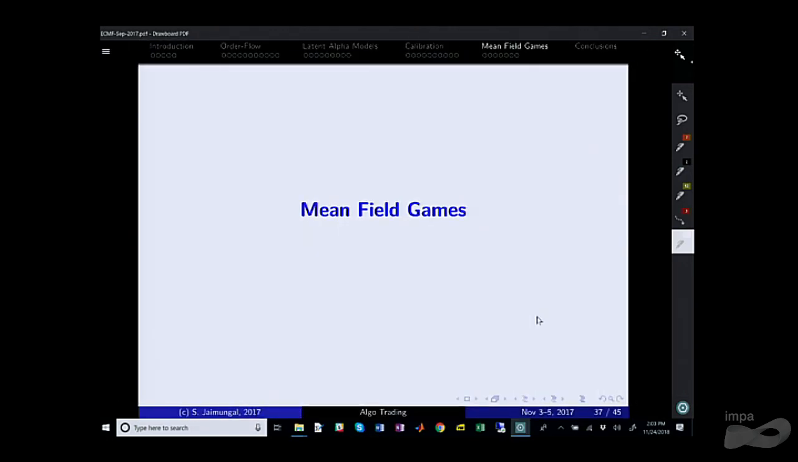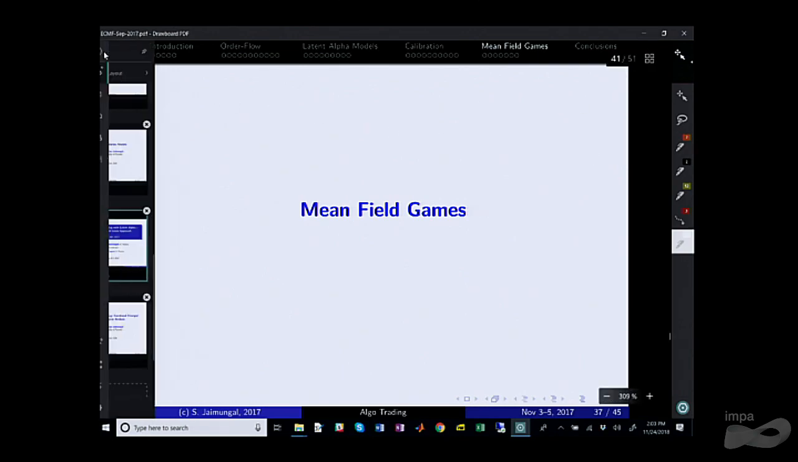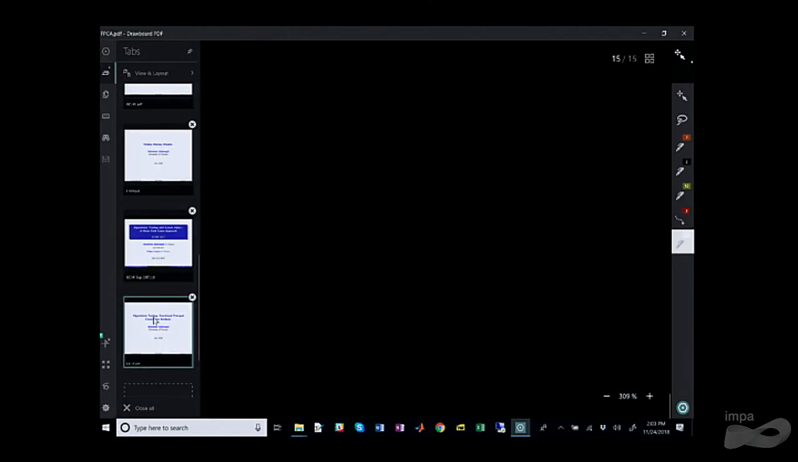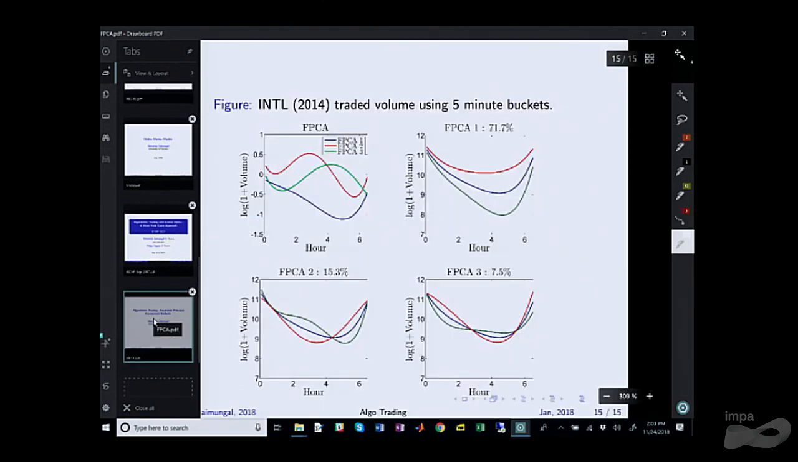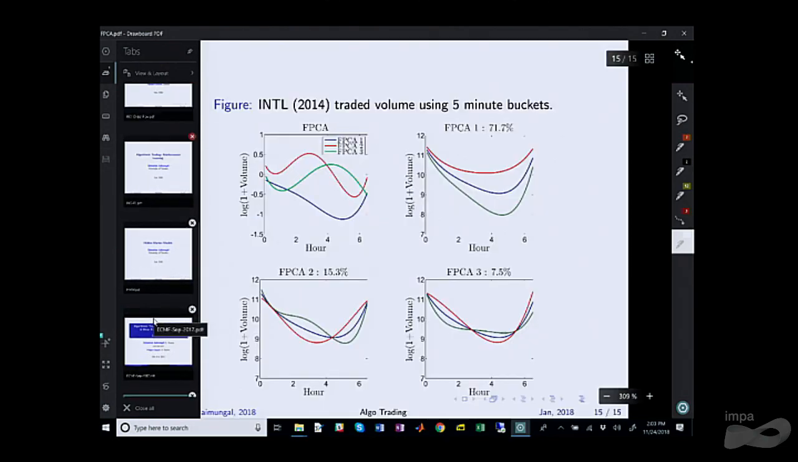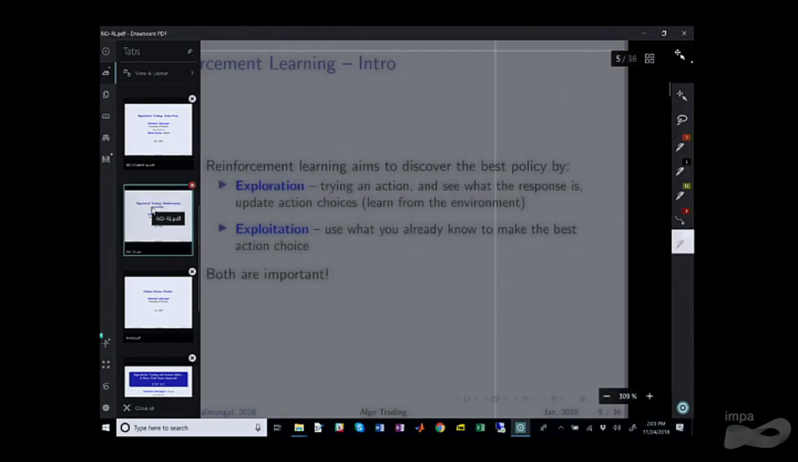So for the last, I think it's maybe 20 minutes left, I'm going to go to reinforcement learning. I wish it was easier to see the titles here. Okay, there.